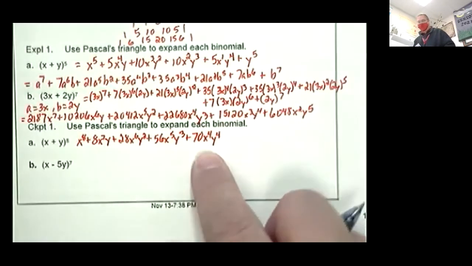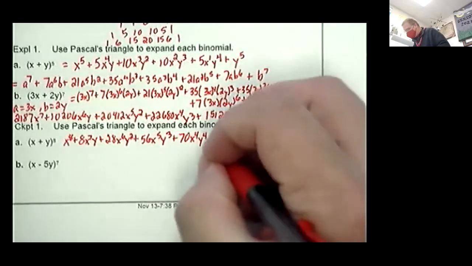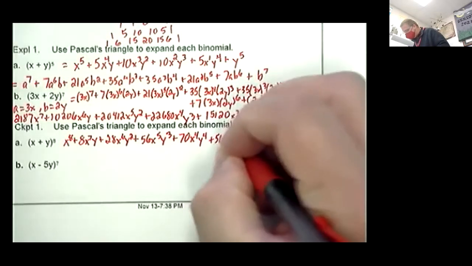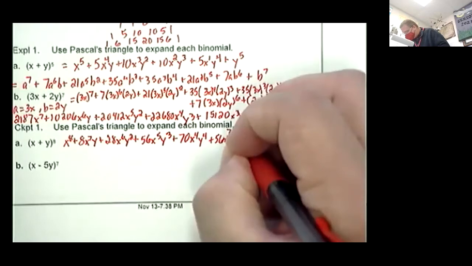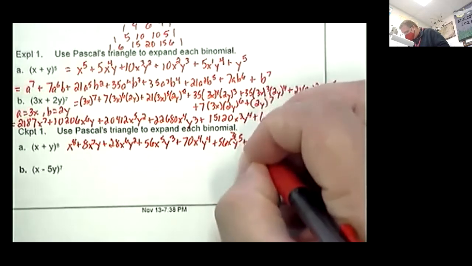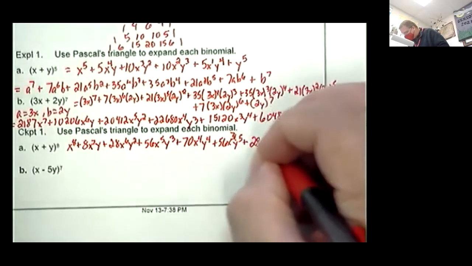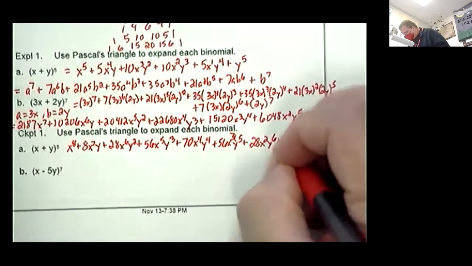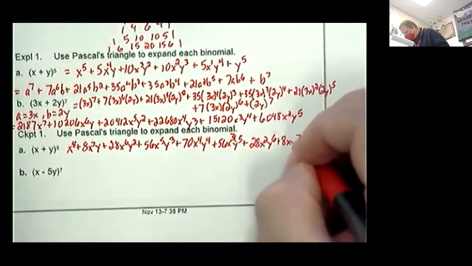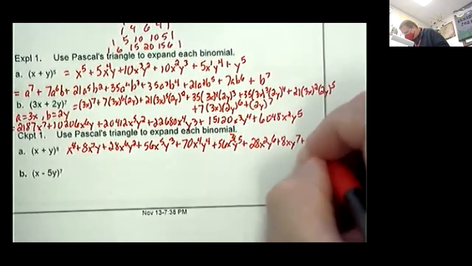That's the middle because the exponents are the same. Now we're repeating: 56 x to the 3rd y to the 5th plus 28 x squared y to the 6th plus 8 x y to the 7th plus y to the 8th.